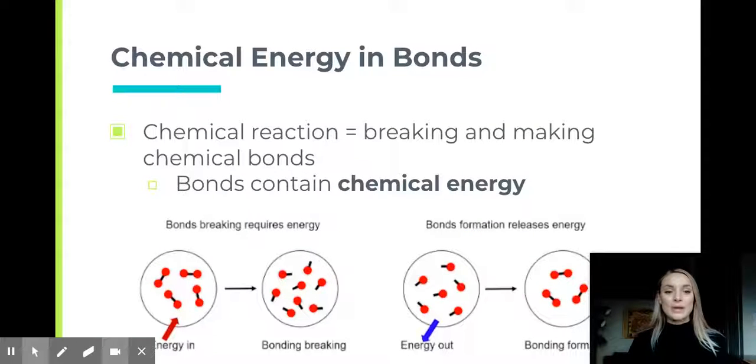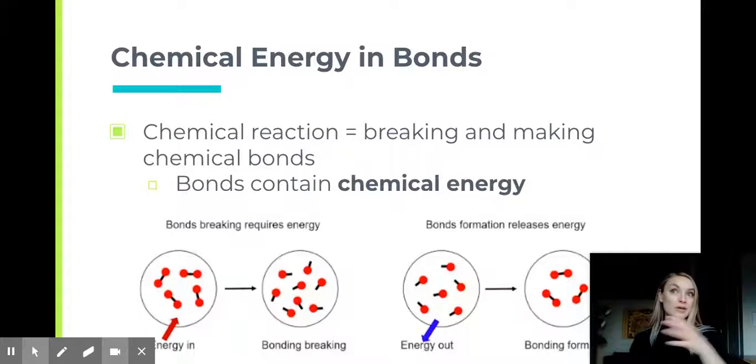So we've talked about making chemical bonds and changing chemical bonds in chemical reactions. But what actually happens when we break a chemical bond and then make another chemical bond with those different elements that we're working with? Well, we have chemical energy.